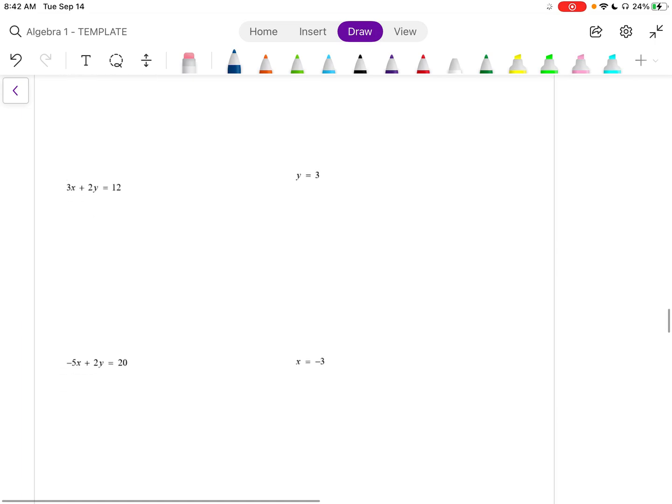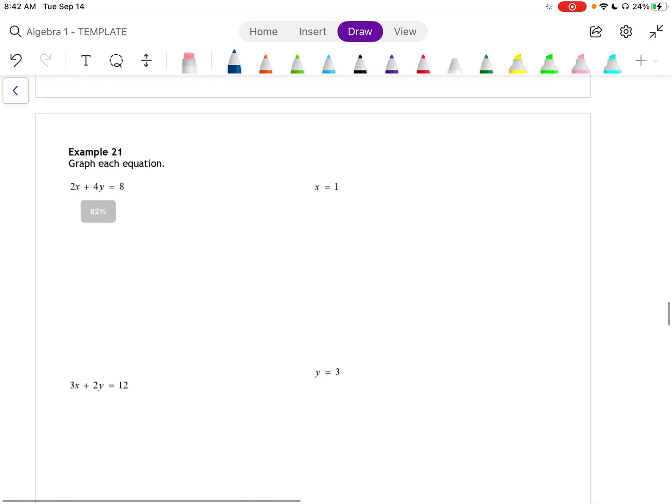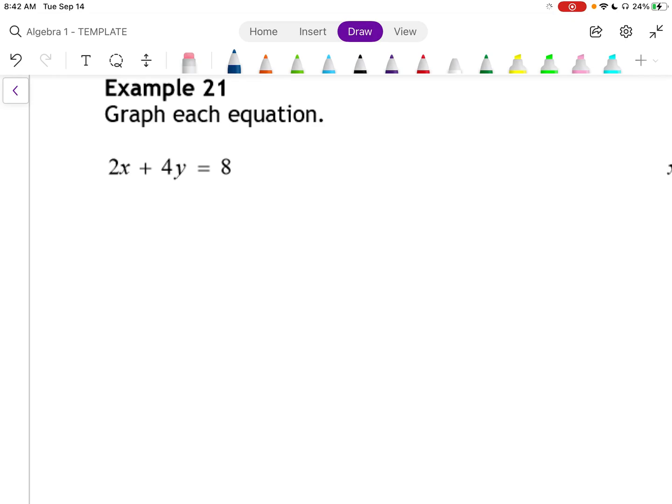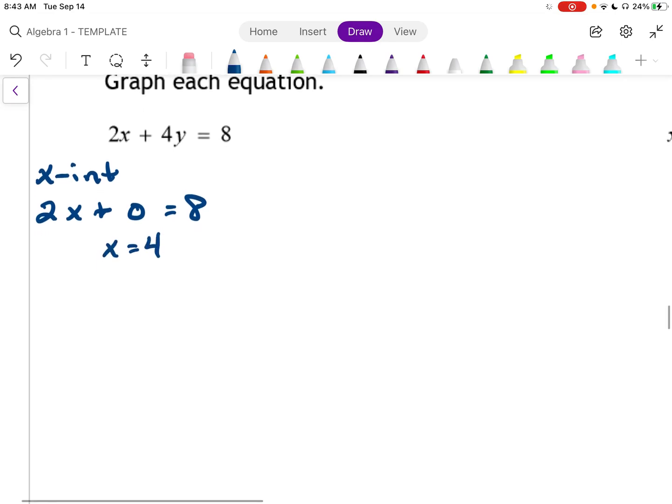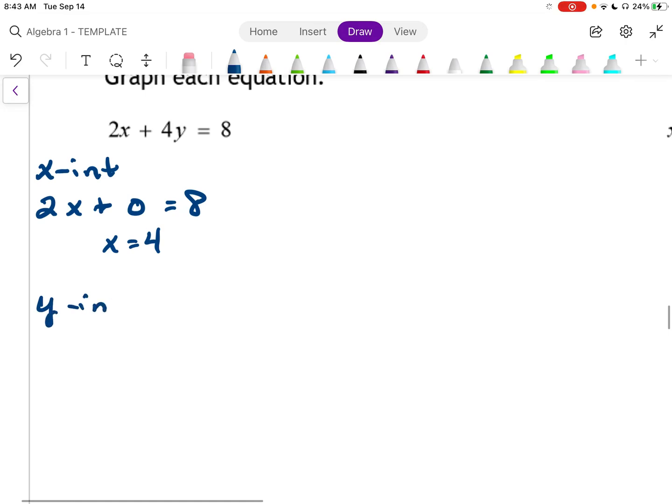Example 21. We're going to graph all of these equations here. So starting off, this one's in standard form, so it would be easiest to graph it by intercepts. So I'm going to start off with x-intercept. I plug in 0 for y, so 2x plus 4 times 0, so I'm just going to make that 0, equals 8. And then I'm going to divide by 2, and I'll get x equals 4. For my y-intercept, I'm going to plug in 0 for x. That zeroes that out, and I have 4y equals 8, so y equals 2.